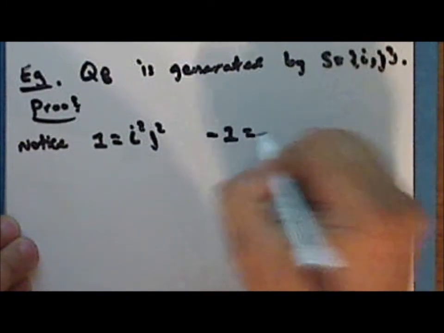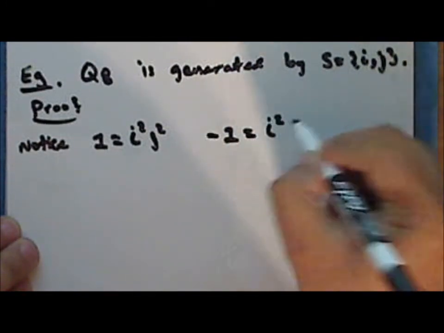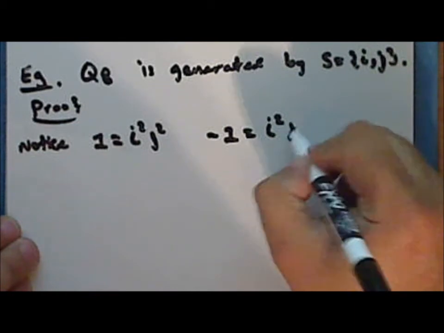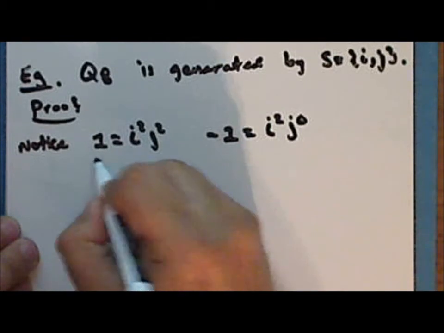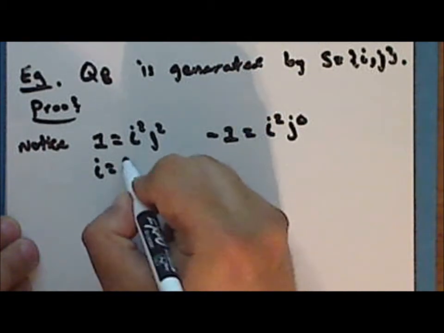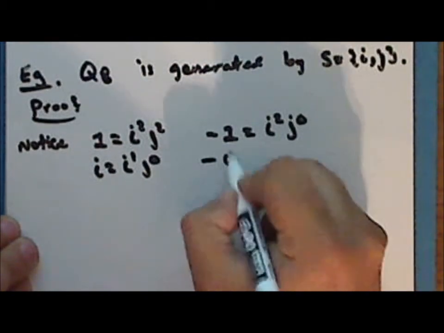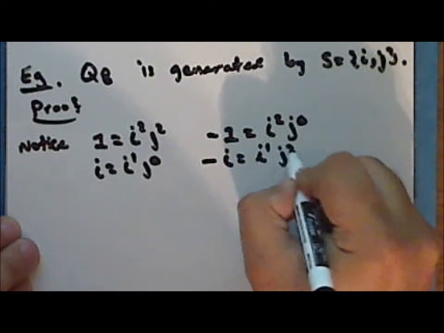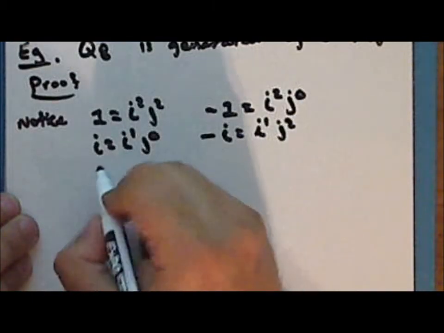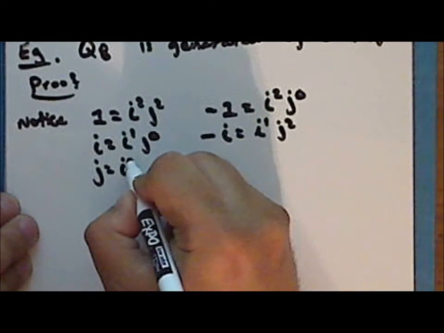Negative 1 can be represented as the product I squared times J to the 0th power. I can be represented as the product I to the first power times J to the 0th power. Negative I can be represented as the product I to the first power times J to the second power. The element J can be represented as the product I to the 0th power times J to the first power.